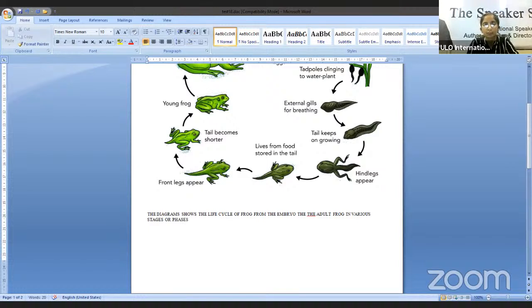So this is our introduction, or you can expand it more by using different words. Like, this diagram shows a natural process. You can also write the natural process of the life cycle of the frog from the embryo to the adult frog. You can also write stages of development. To the adult frog in various stages. And you can also write the diagram shows the life cycle or the development process from the embryo to the adult frog.